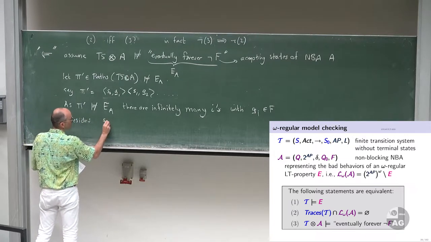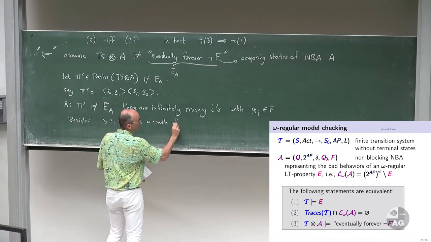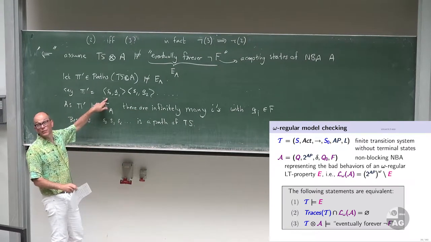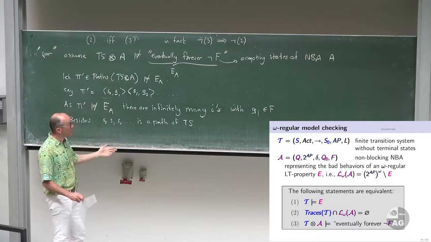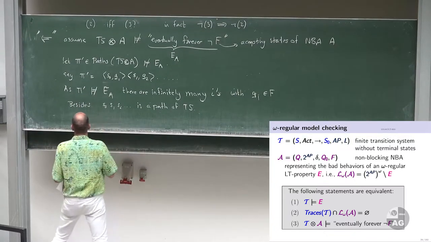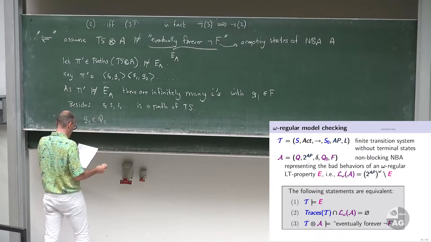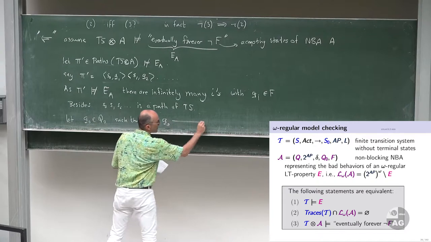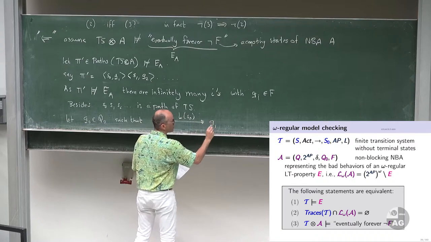Of course, besides, I know that s0, s1, s2 is a path of TS. That's by construction, otherwise this would not be a path in the product. So this is simply saying if I project only on the first components, I need to get a path in the transition system. Good, let q0 be an initial state of the automaton such that this initial state has a transition with the labeling of s0 and moves to q1.